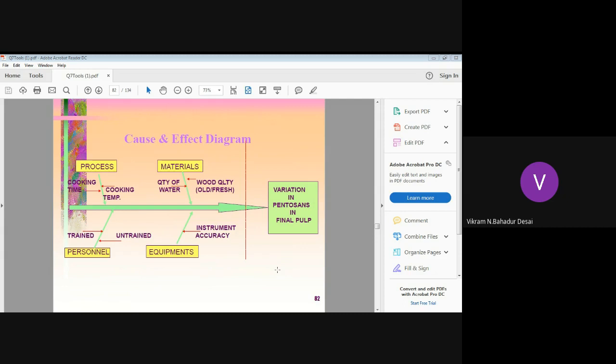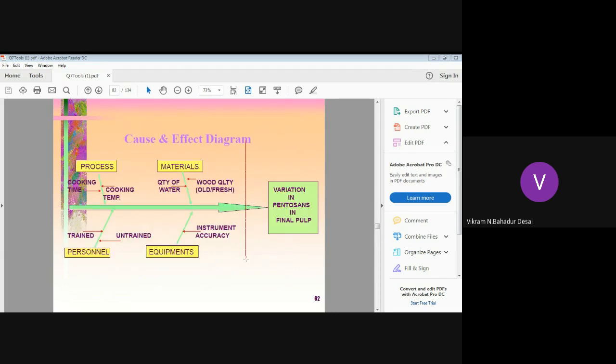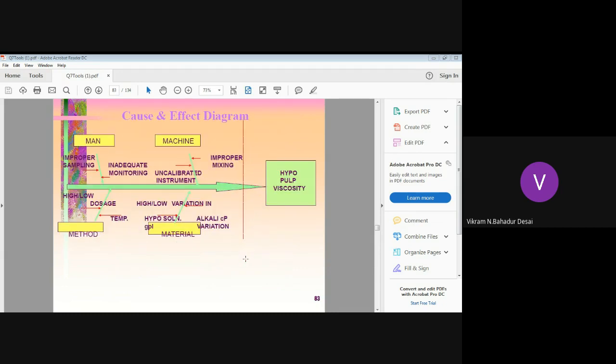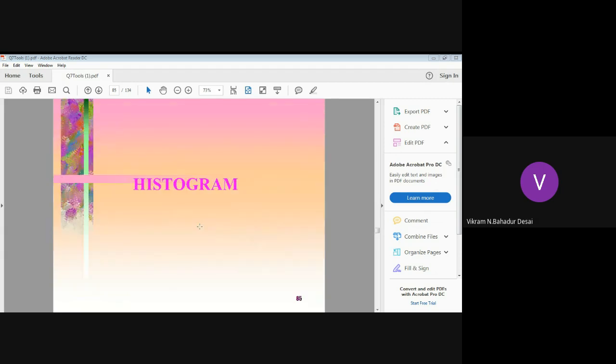Just one more simple example. But in the exam, you draw like this only. It should look like a fish bone. So sub problems you can draw in sub lines like this. That is very important. A lot of examples you will get on the internet also. Kindly look for that. Some different examples of cause and effect. So what is the use? To investigate, list down the cause and effect relationship for proper investigation, and analyze the problem to trace the real root cause.